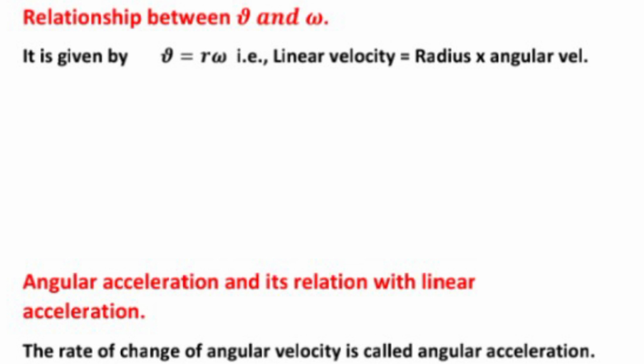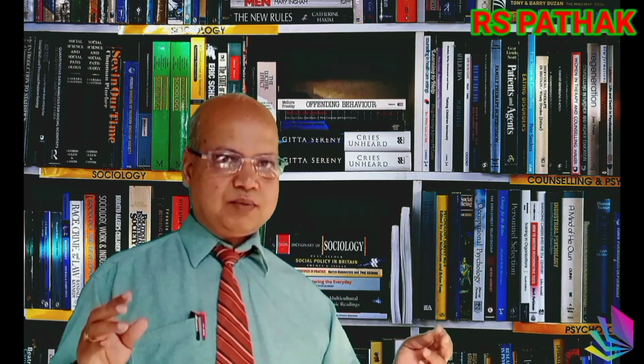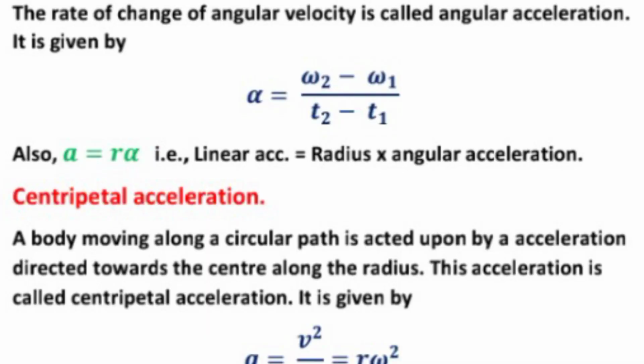Angular acceleration and its relation with linear acceleration. The rate of change of angular velocity is called angular acceleration, and it is given by alpha equals omega 2 minus omega 1 upon t2 minus t1. a equals r alpha, meaning that a is linear acceleration and alpha is angular acceleration. Then linear acceleration equals radius into angular acceleration.